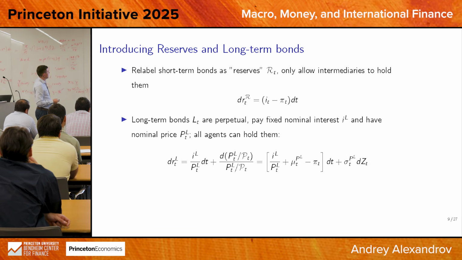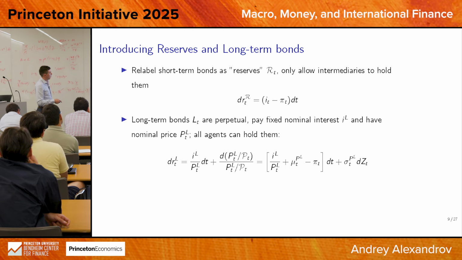Okay, so reserves, we've done. Now the long-term bonds. They're going to be perpetual, so they have infinite maturity. They'll be paying a fixed nominal interest IL. That's going to be fixed, it's not going to be time varying. And they will have nominal price PTL, and everybody can hold them, households and intermediaries. And the real return is going to be the yield, which is the interest rate divided by the nominal price of a long-term bond, plus the gain term, which is sort of intuitive, the change in the price and the change in the price level to make it real.